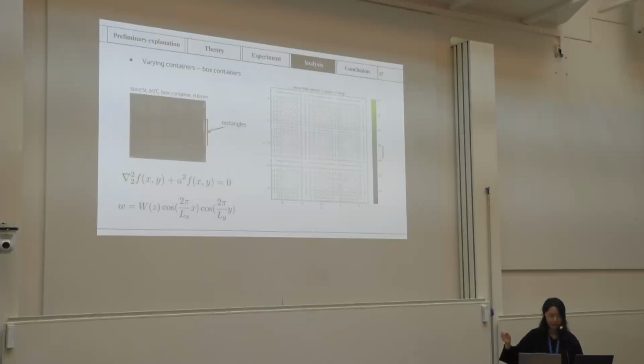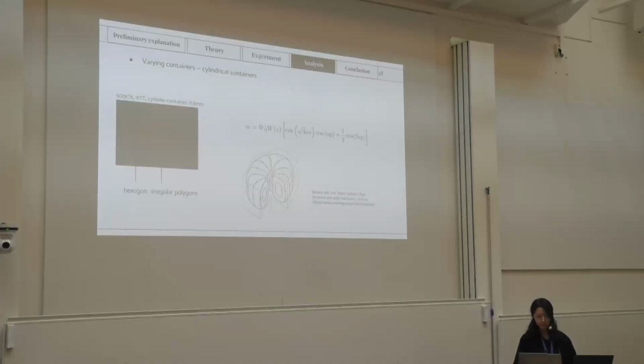This is the top view for our box containers. With the straight boundaries, the convection rolls again align with the edges, resulting in a rectangular shape of different ratios. For example, square cells are the result of two rolls of same wavelength going perpendicular to each other.